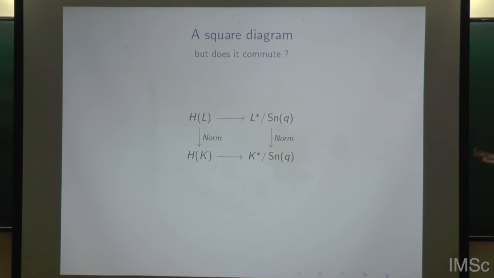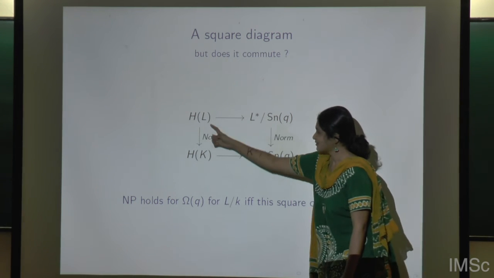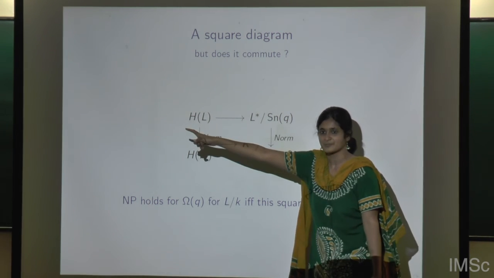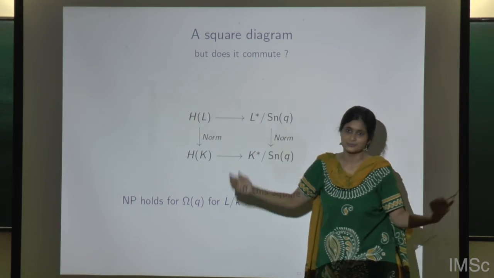You have a square, but does it commute? The punchline is that the norm principle holds for that extension exactly when the square commutes. I've never come across a square which doesn't commute, so we are hoping that this will work, but it's really just the square, right? And we understand this map is just the functorial map here. This is just the usual norm map. You know Chârlot, you know Neighbors.